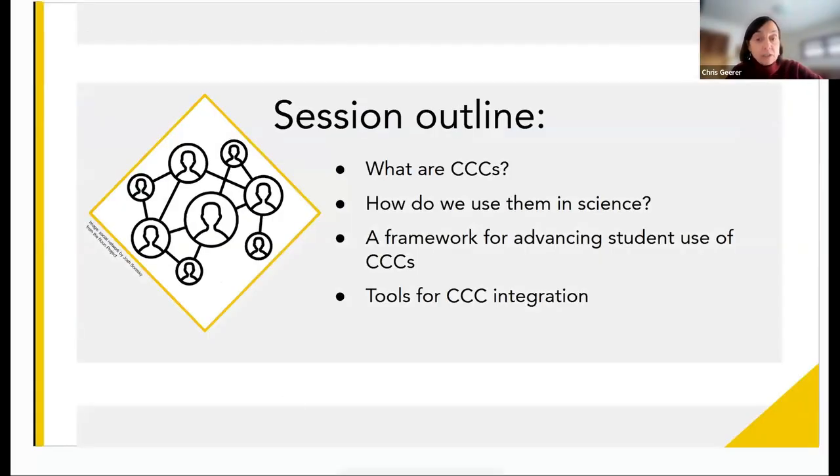So here's what we're going to do today. We're going to spend just a little time looking at what are the CCCs and what do some of the experts say they are. And then how do we use them in science? And then we're going to present a framework for helping you advance your students' use of CCCs and a few tools for integrating CCCs more openly and clearly in your instruction.